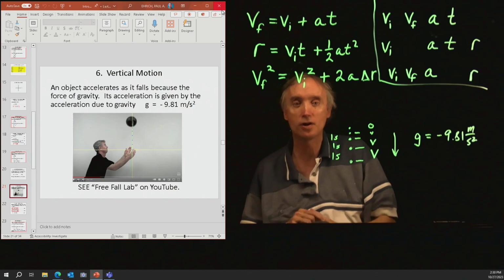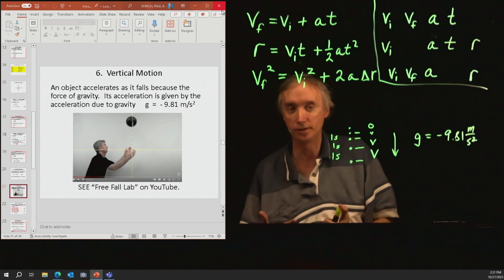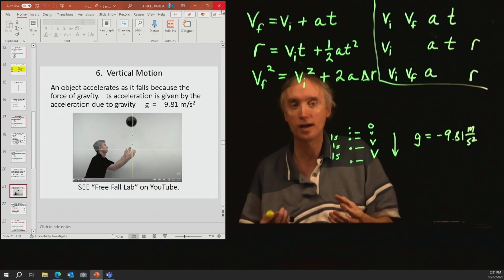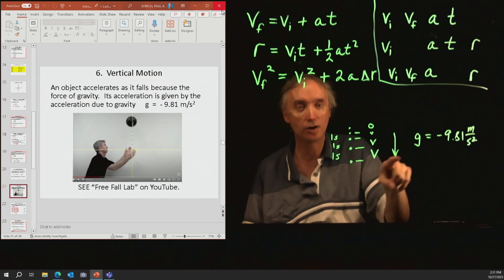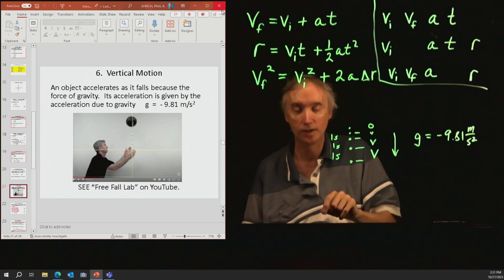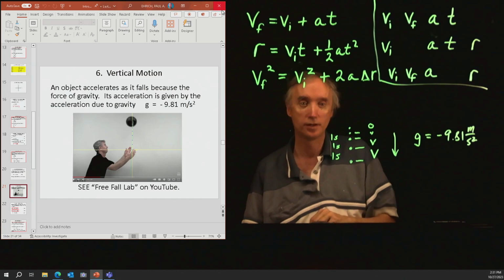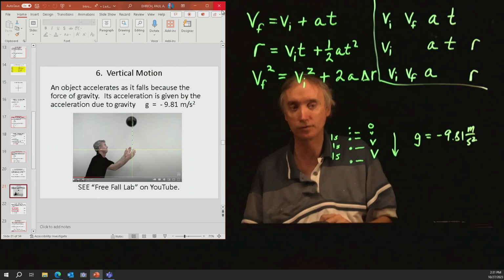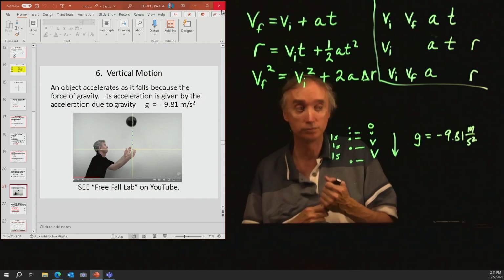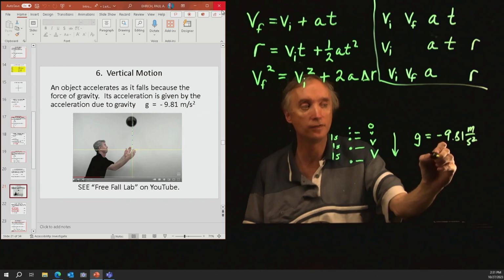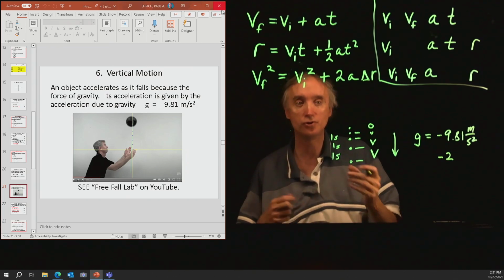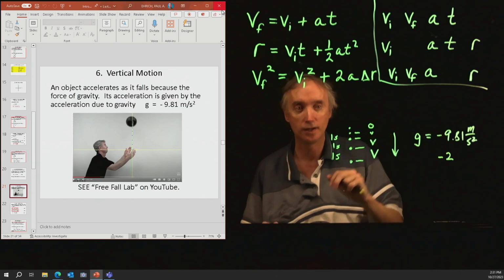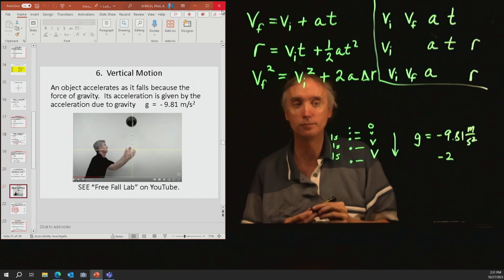Now later we will talk about what is gravity and how does it do it. But for right now, we're just going to say that gravity pulls down on everything, and on the surface of the Earth, it causes this particular acceleration. Now, it depends on what planet you're on, because different planets have different amounts of gravity. The moon has an acceleration due to gravity of around 2 meters per second squared. Jupiter has a much larger acceleration due to gravity because Jupiter is a much bigger planet. So it's going to depend on what planet you're on.